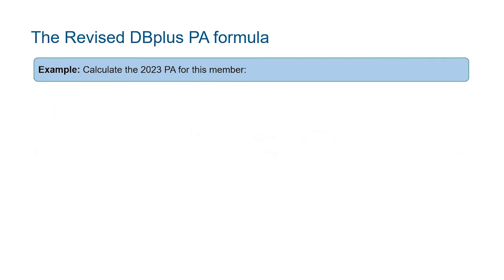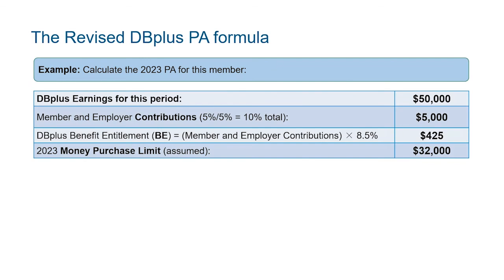Let's go to a quick example. Let's calculate the 2023 PA for a member with the following data. They have DB Plus earnings of $50,000 and total contributions of $5,000, and therefore a benefit entitlement of $425. And we assume the 2023 money purchase limit of $32,000.